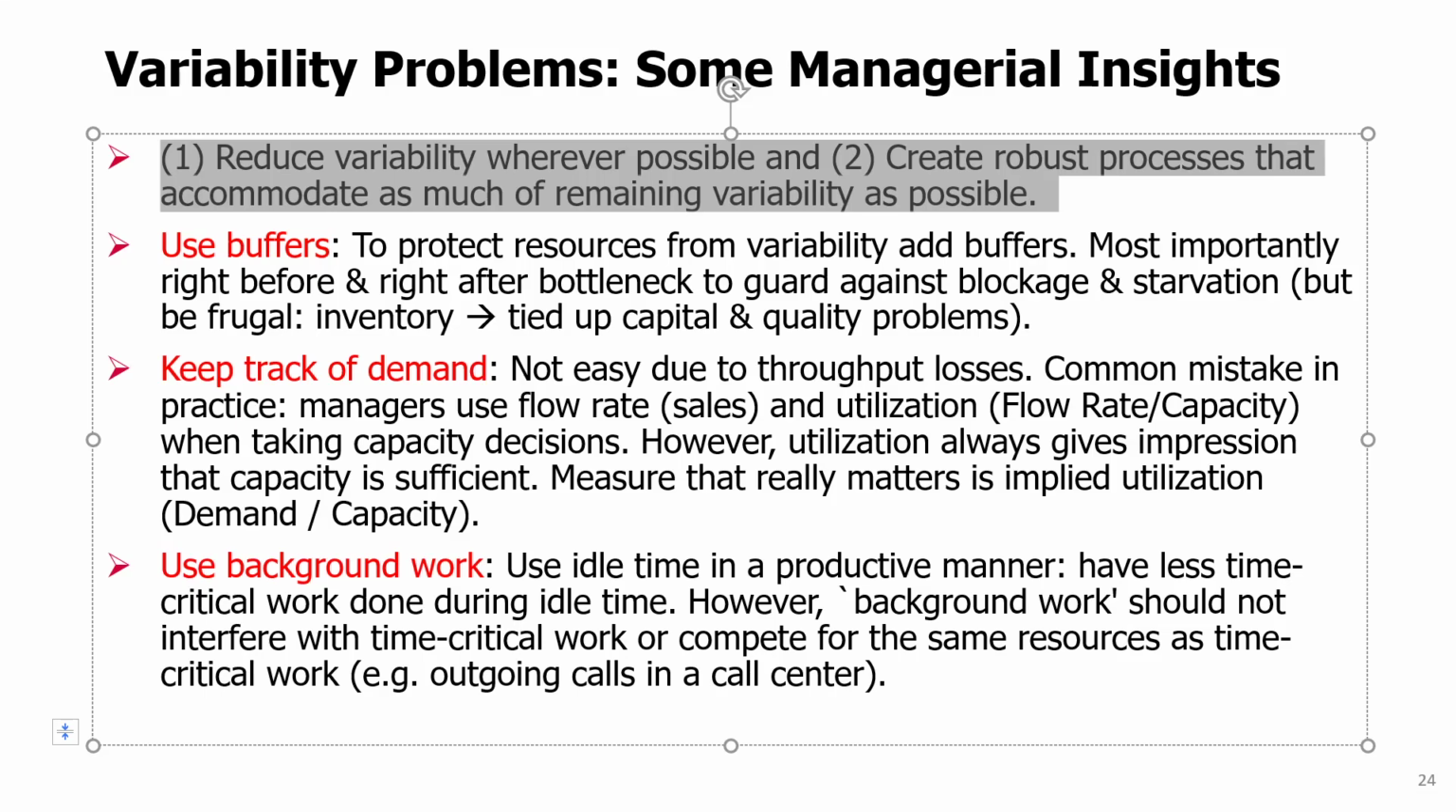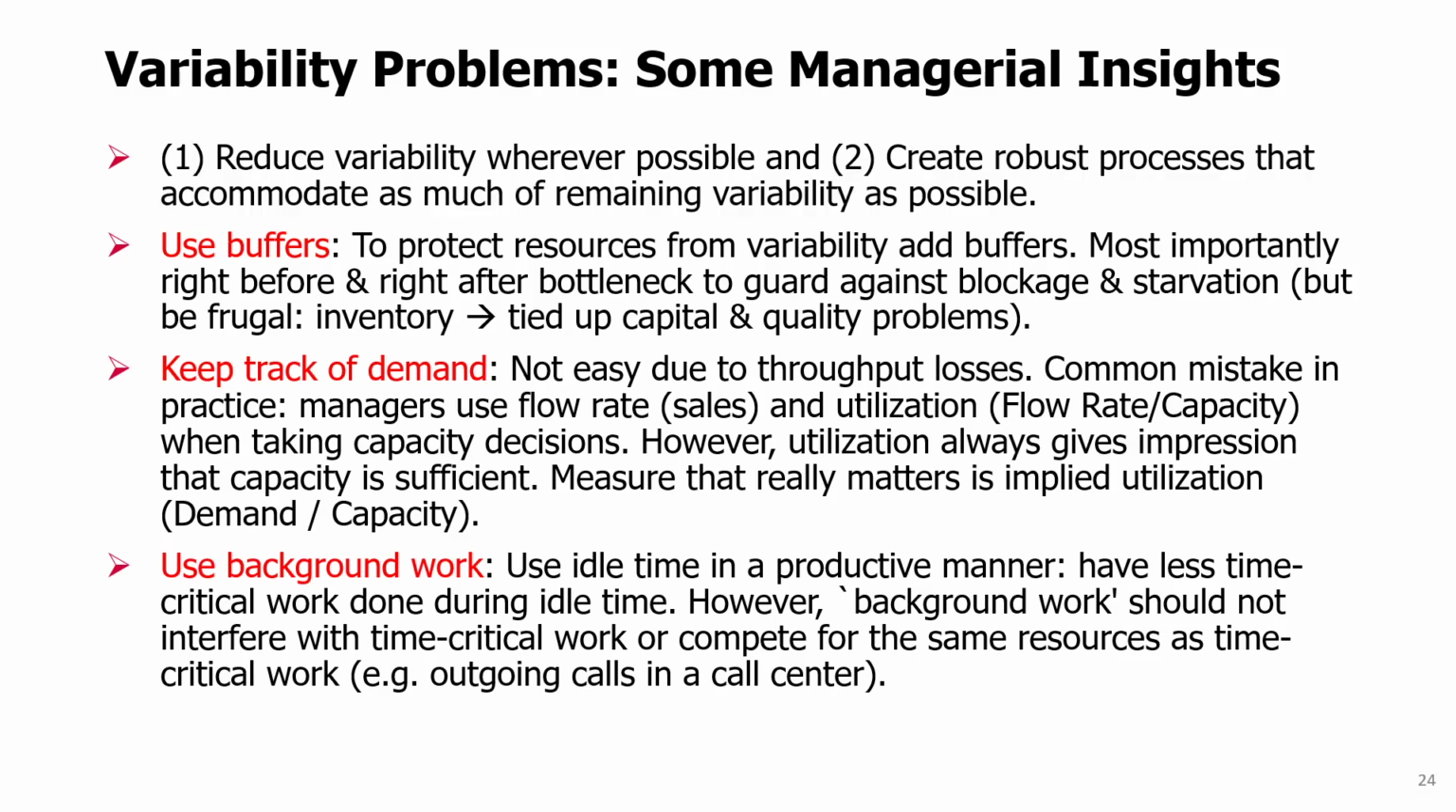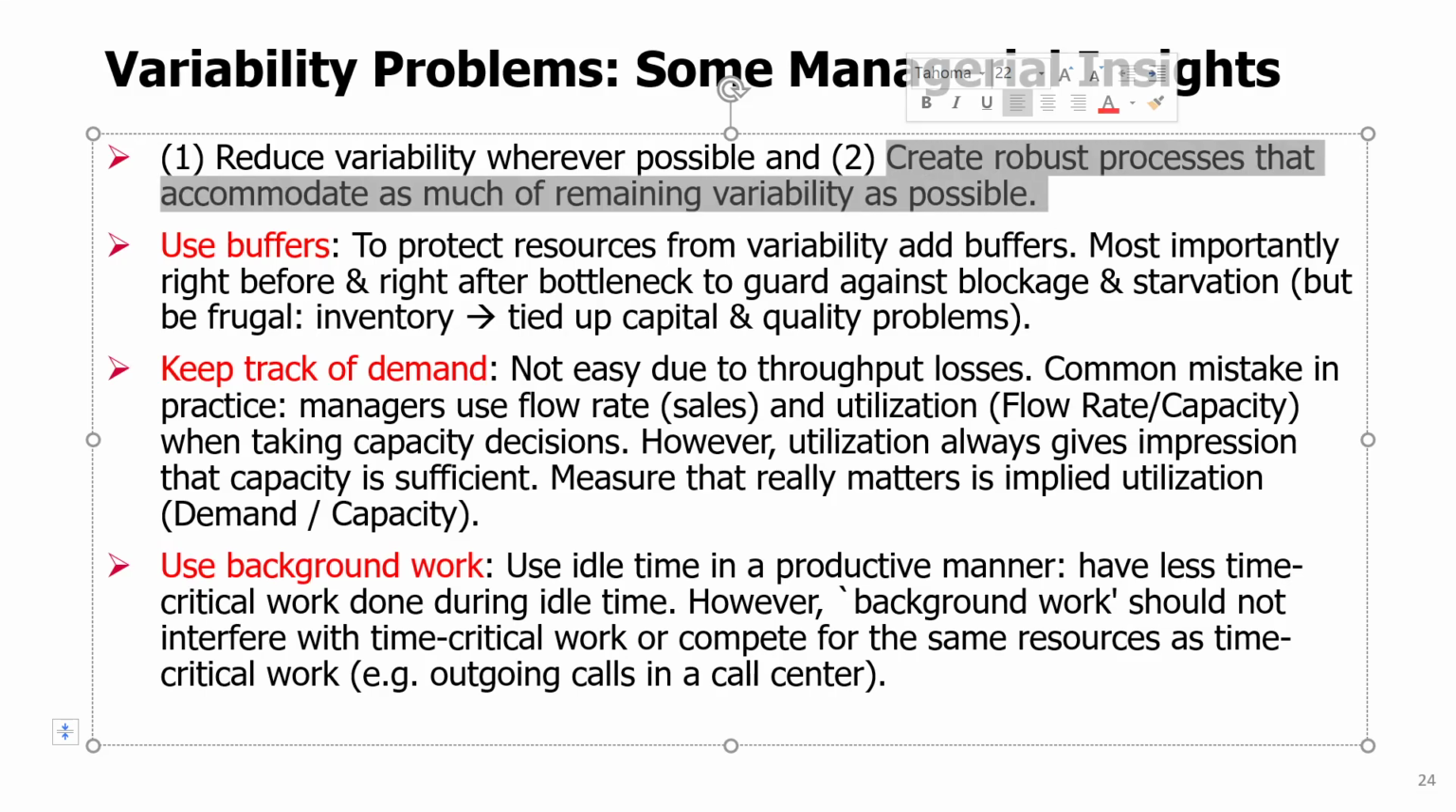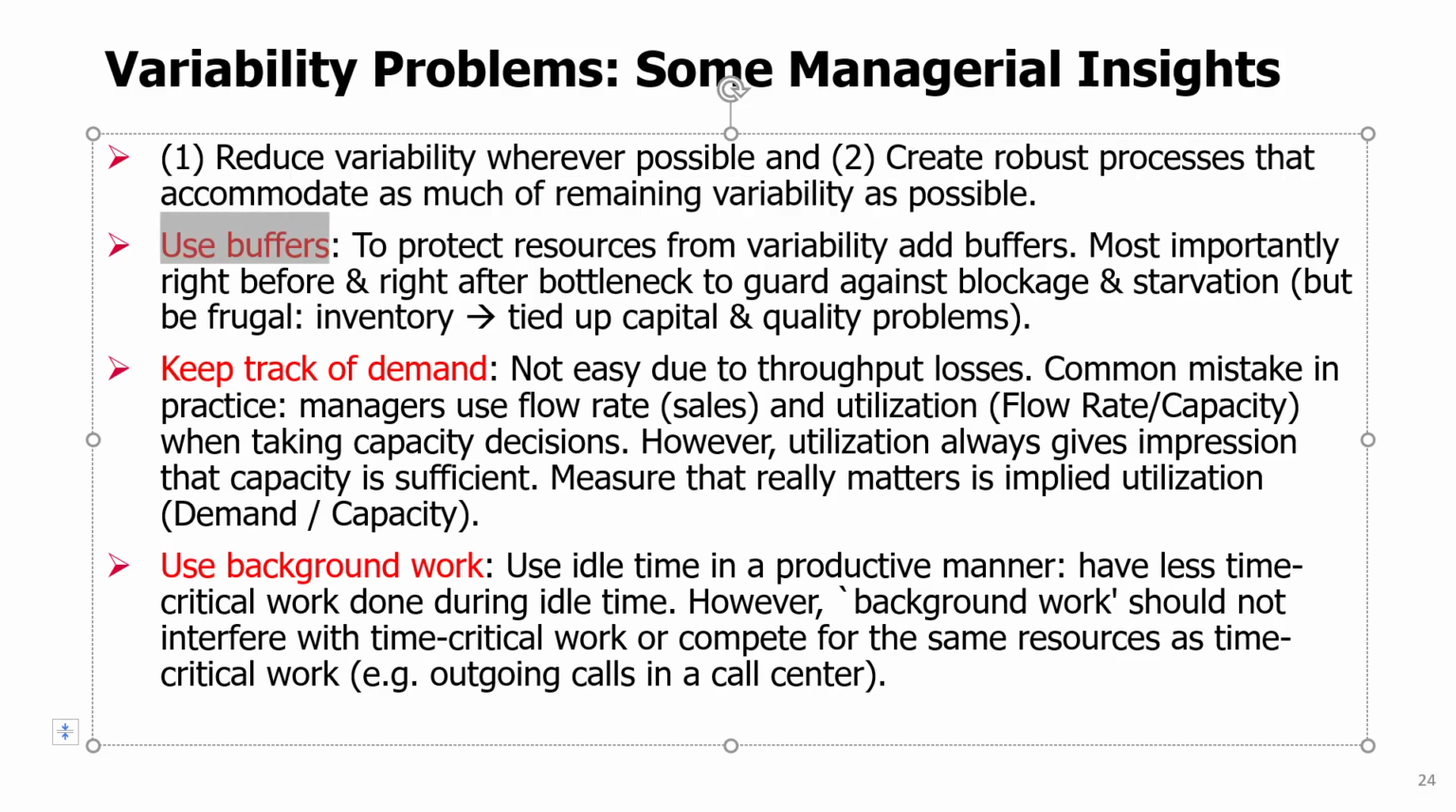If you don't have variability, all the problems that we've discussed in the last two topics disappear. If you have less variability, all the problems will be less severe, right? Less throughput loss, less average waiting time. And the second thing is we need to create robust processes that will accommodate as much of the remaining variability as possible. So the second thing can be, of course, achieved by using appropriate buffers, right?